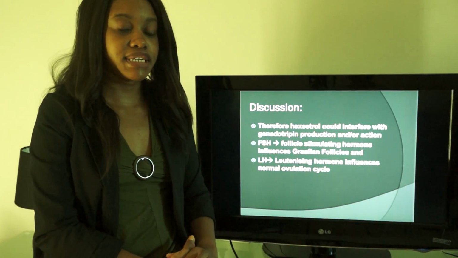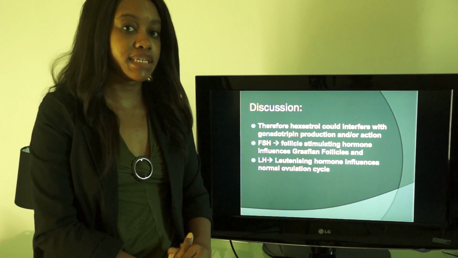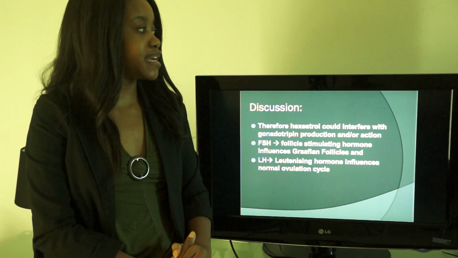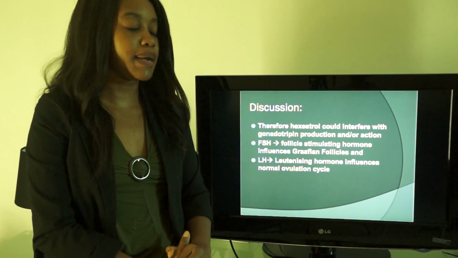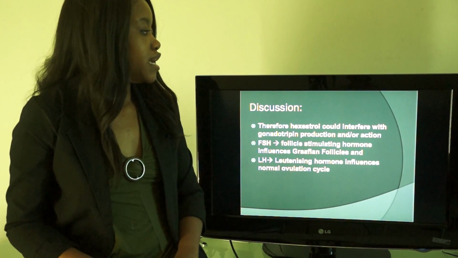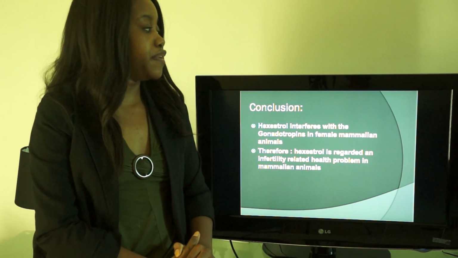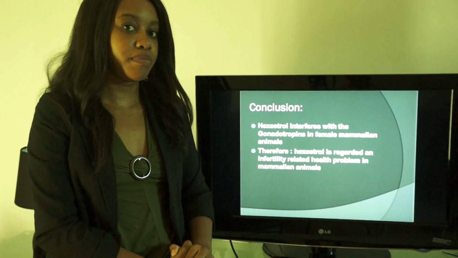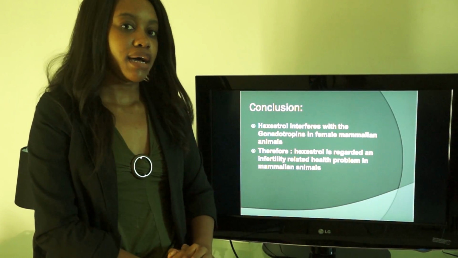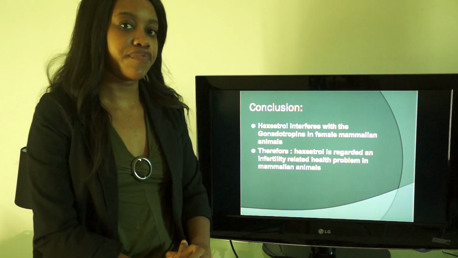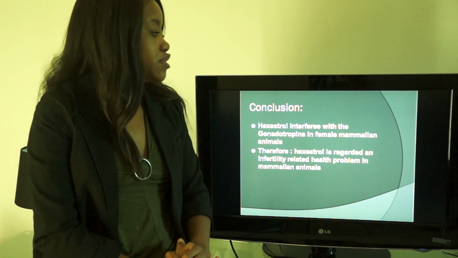Therefore, Hexestrol could interfere with gonadotropins such as follicle-stimulating hormone and luteinizing hormones, which affect follicle development and the ovulation cycle. Therefore, Hexestrol could be considered an infertility-related health problem in mammalian animals, which affects the production and/or action of follicle-stimulating hormones and luteinizing hormones.